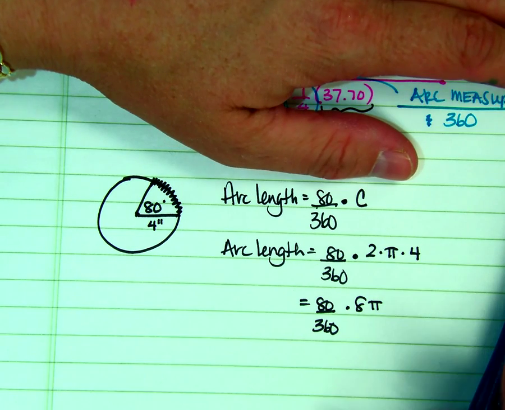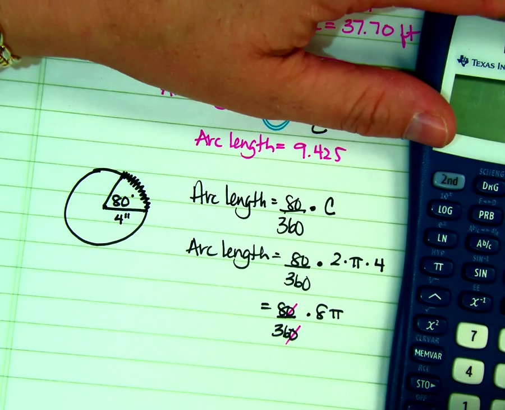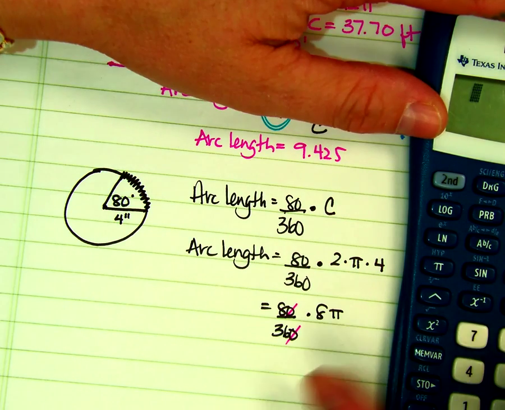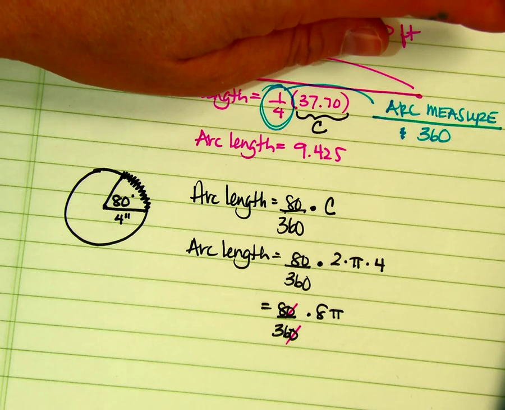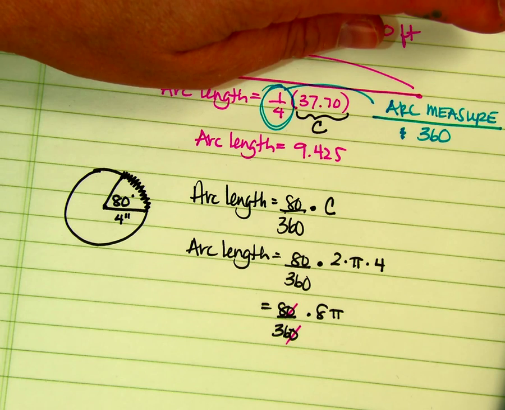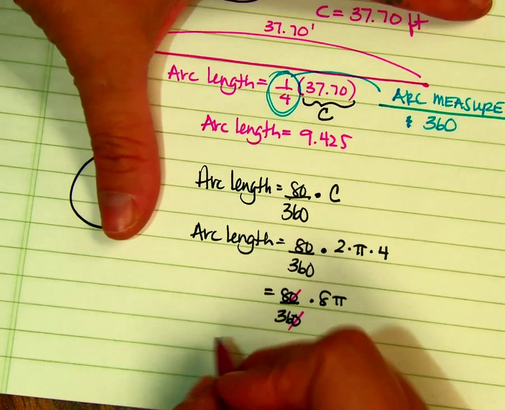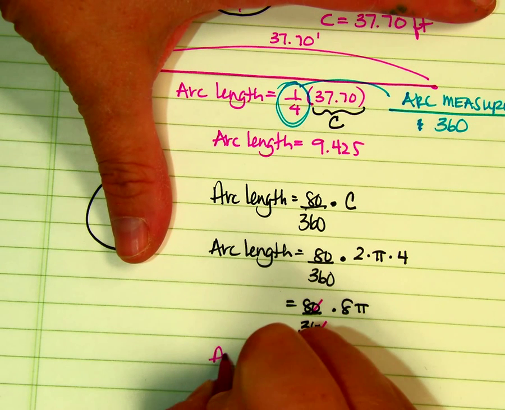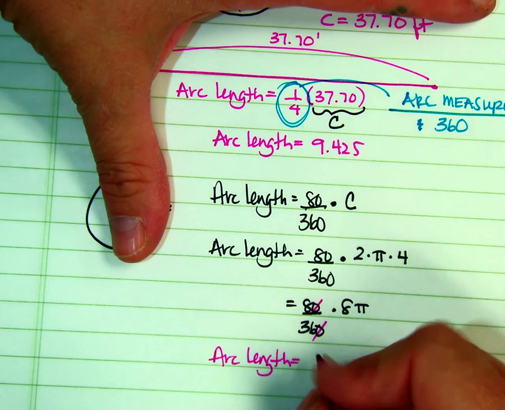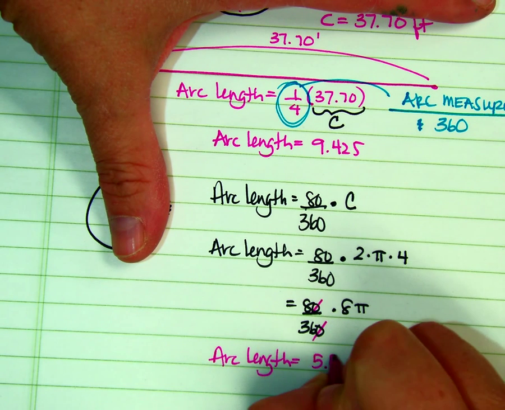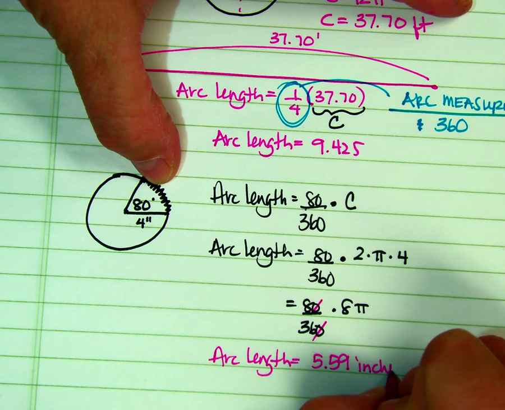I know that both numerator and denominator can divide by 10. So that's going to get rid of those zeros. So if I multiply straight across, I have 8 times 8 times pi and divide that by 36. So my arc length would equal 5.59. And this would be inches.